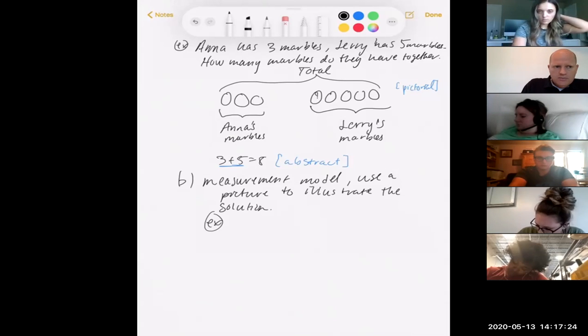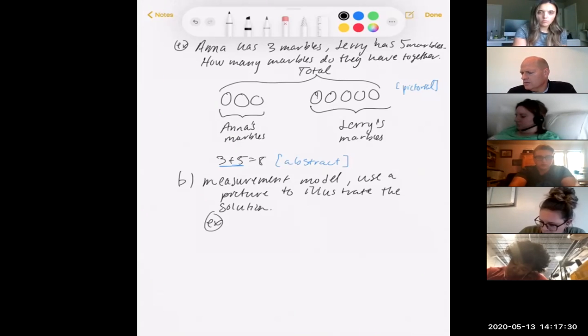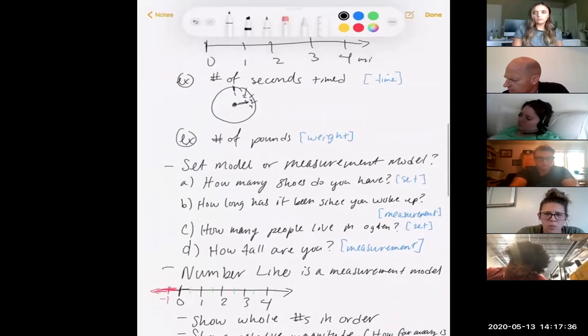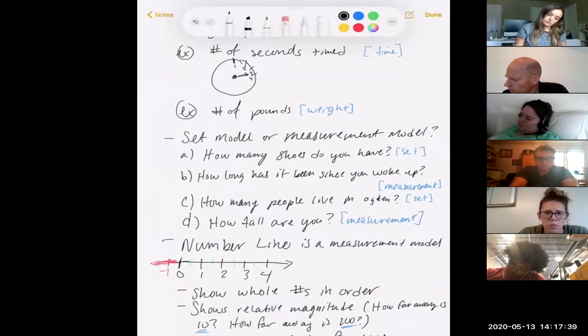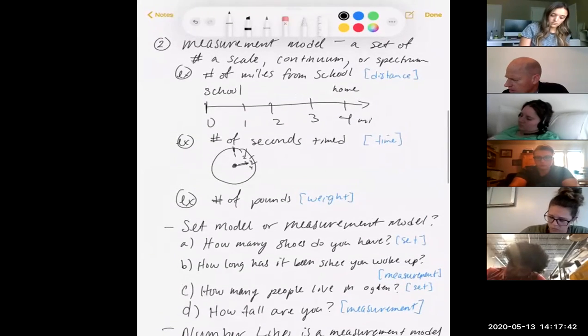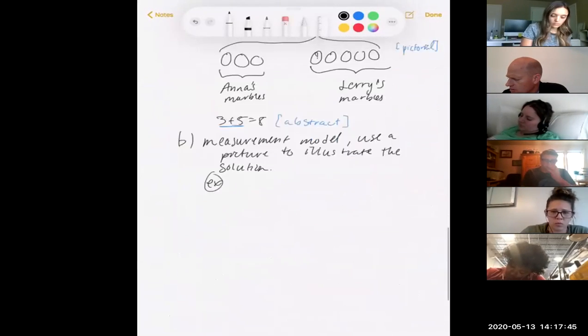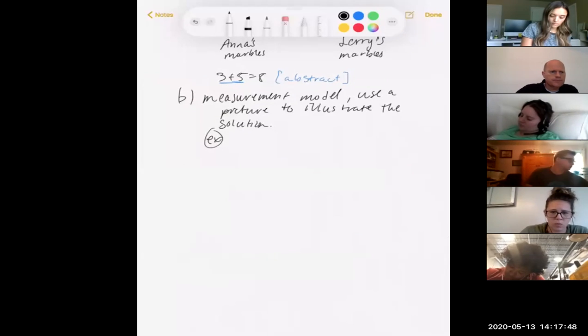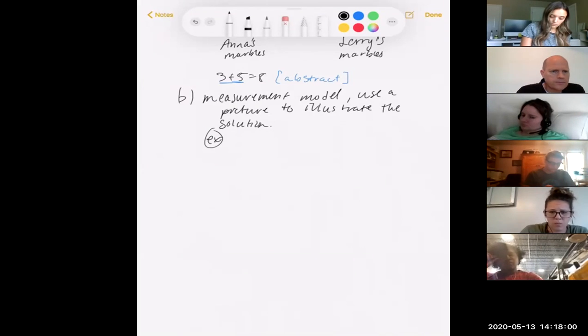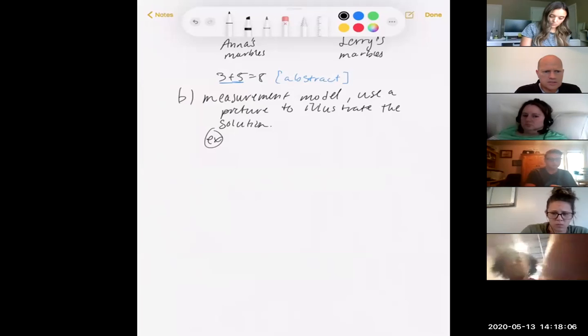So I used a measurement perspective by using miles, which is a distance. You can use weight. What are the other ones that we had for set models? Yeah, time. You can use anything that measures something. Okay, good. Yeah, there's weight for cooking. Cooking is a good place.